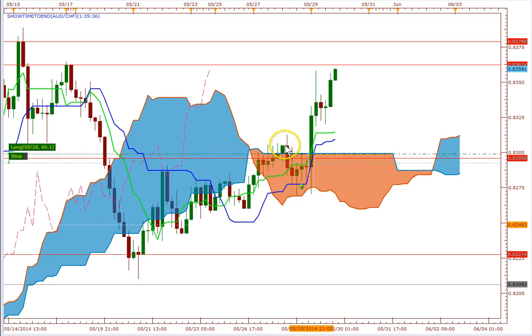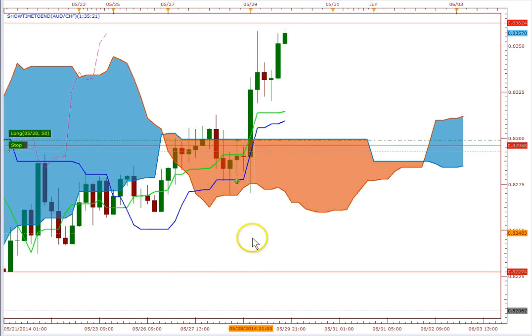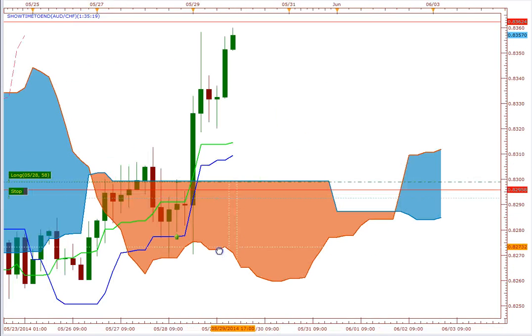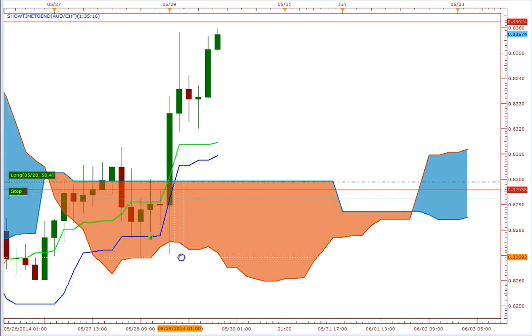As you could see, this breakout above the cloud right here was not valid because your Kumo twist was bearish, so you needed to have a bullish Kumo twist in order to get into the trade. Now, how I got into the trade, it was still bearish when I got into the trade, but I'll show you how I set an entry order right at this level.